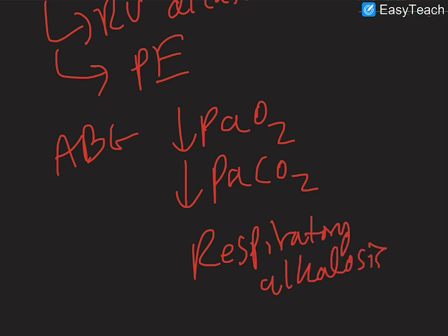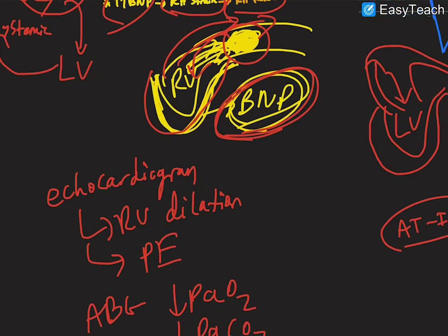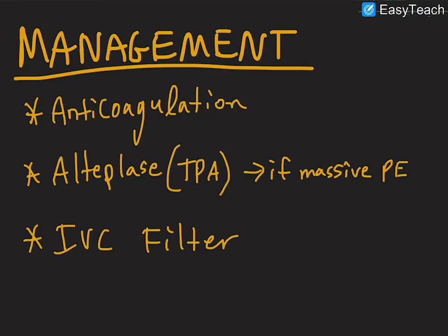So hopefully all these findings make sense. So now that we talked about the main things about pulmonary embolism in terms of diagnosis, clinical features, and the pathophysiology, let's talk about management, or treatment.